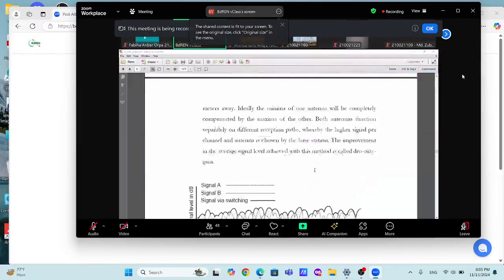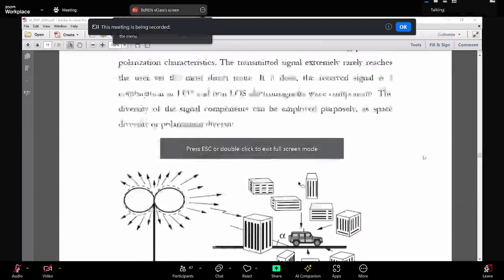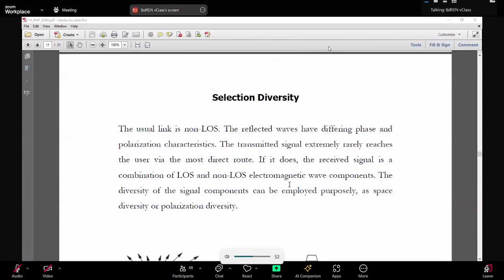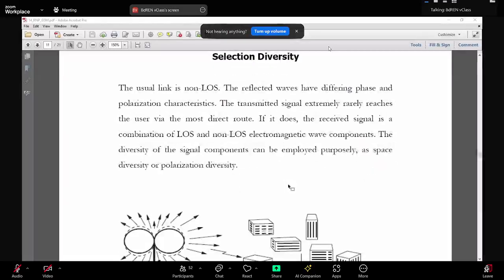I think we are discussing space diversity. This diversity is a simple variant of MIMO. MIMO refers to the use of multiple antennas, and it has many different categories, and one of them is called receive diversity. And a simple type of receive diversity is what we are sharing now.